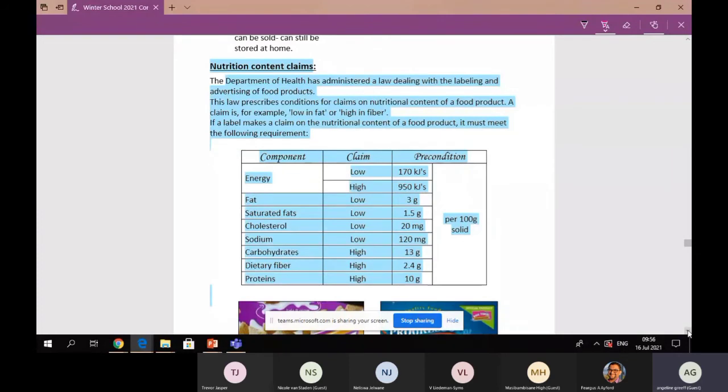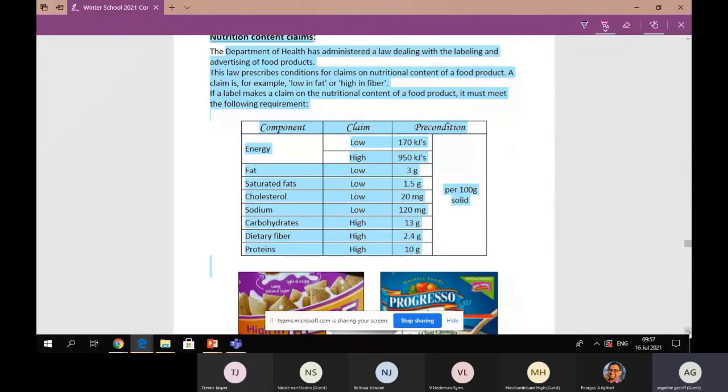there is prescribed laws, etc. So you'll see it says here the Department of Health has administered a law dealing with the labeling and advertising of food products, right? So in order to not have people make nutrition claims about there's a high fiber or low fat or whatever the case may be, there's certain prescriptions. Okay, so we're going to have a look at if they want to make certain claims, what are the conditions? So this is important. Okay, so if they say energy is, so this is also stuff that you need to know. If the claim is that there's a low energy, this is all in comparison to 100 grams of solid food. In order to say something is low in energy, it must be less than 170 kilojoules, right? High is 950 and above, so low is 170 and below, okay?